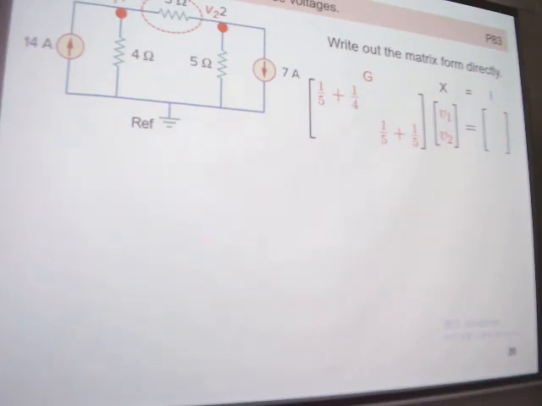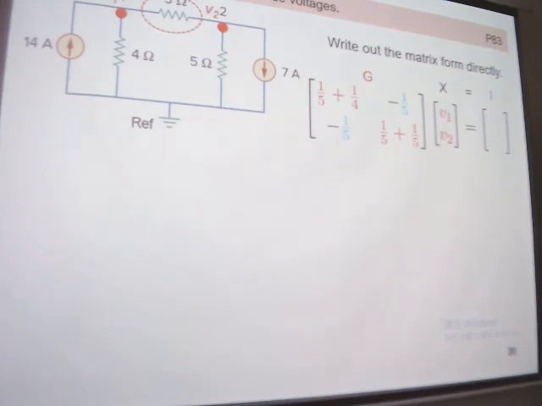Okay, we know the neutral conductance is negative, right? So it's minus 1 over 5. Is it easy? So we can write down the G matrix directly from the figure. And then we know our X is the unknown variables V1 and V2, right? And our right hand side is the I.